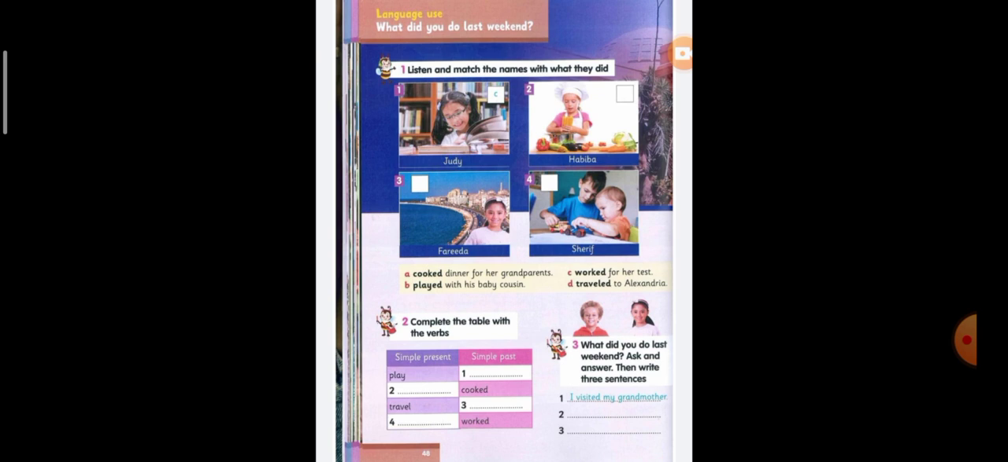What did you do last weekend? Ask and answer. Then write three sentences. For me, I played tennis with my friends. Number two, I visited my grandma. Number three, I baked a cake. What about you? Can you tell me what you did last weekend? Try to guess the answer and write it in three sentences.